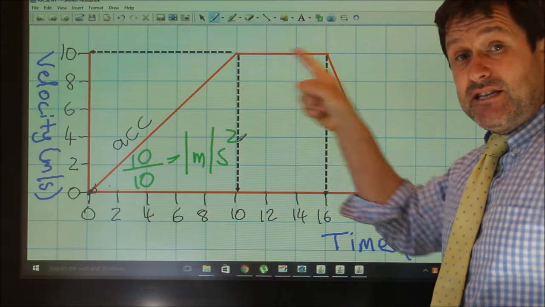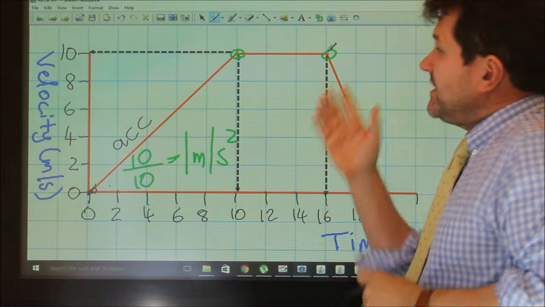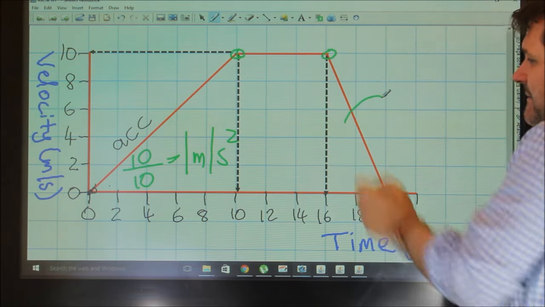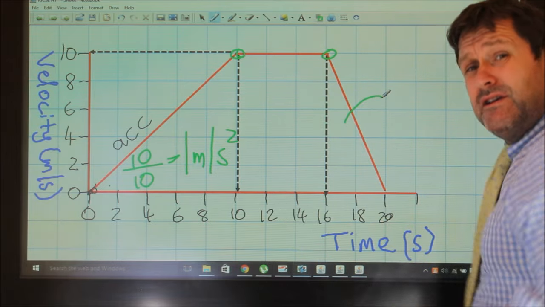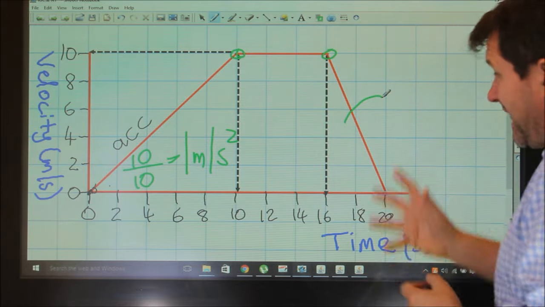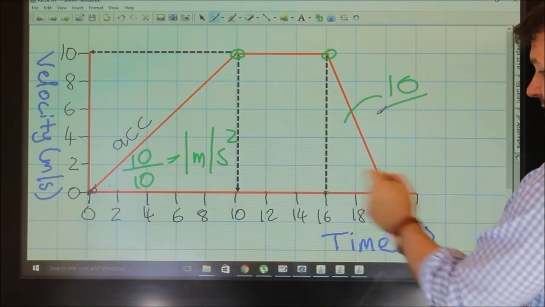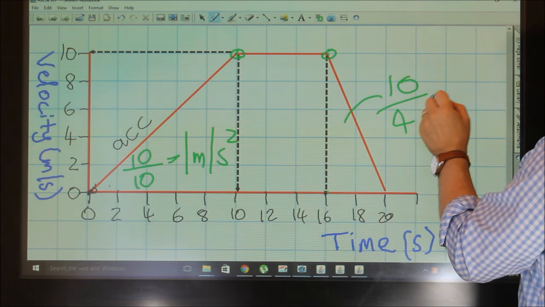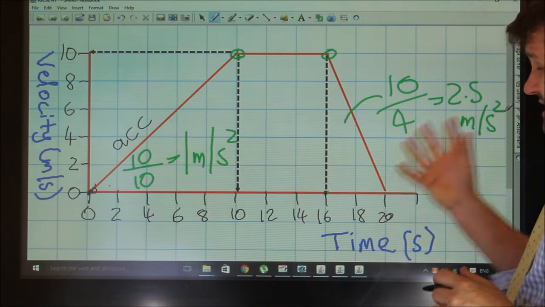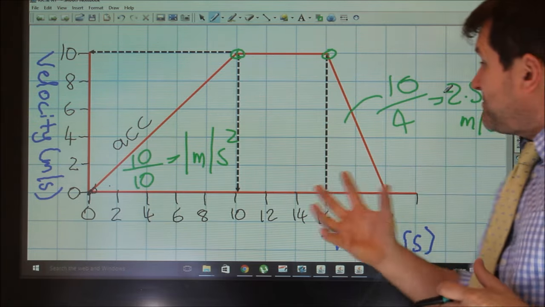Now then, here the acceleration is zero because it starts at 10, it finishes at 10, so the change in speed is zero, so the acceleration is 0 meters per second squared here because it's a constant speed. And if we were to look at the bottom part here, this is actually going from 10 to zero, so it's decelerating, it's getting slower, it's slowing down, it's negative acceleration. So here, the change in speed is from 10 to zero, so it's 10, and this time it took 4. Now that is 2.5 meters per second squared. But of course this is deceleration, so if we think about it as negative acceleration, it's minus 2.5 meters per second squared at that point.